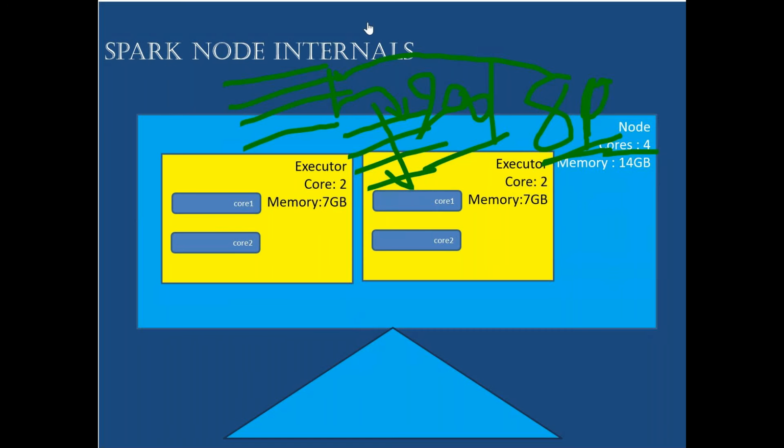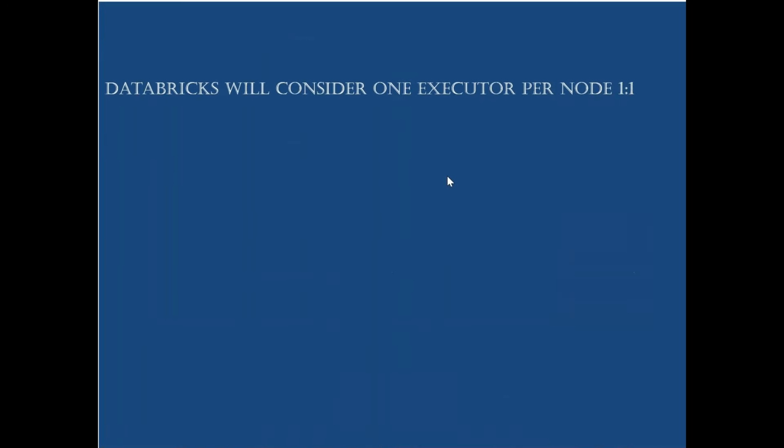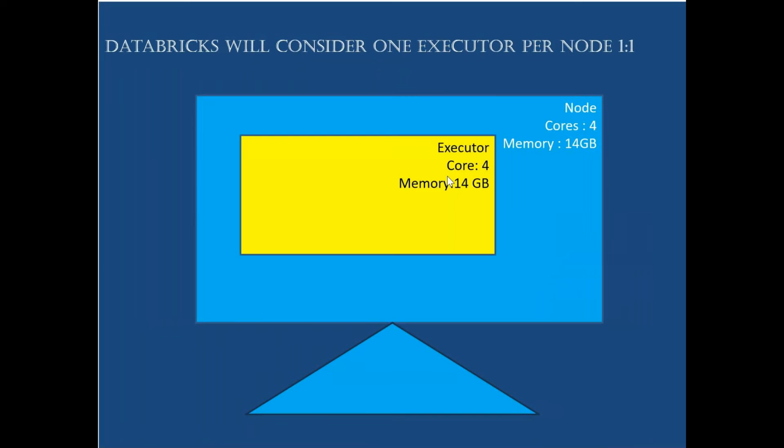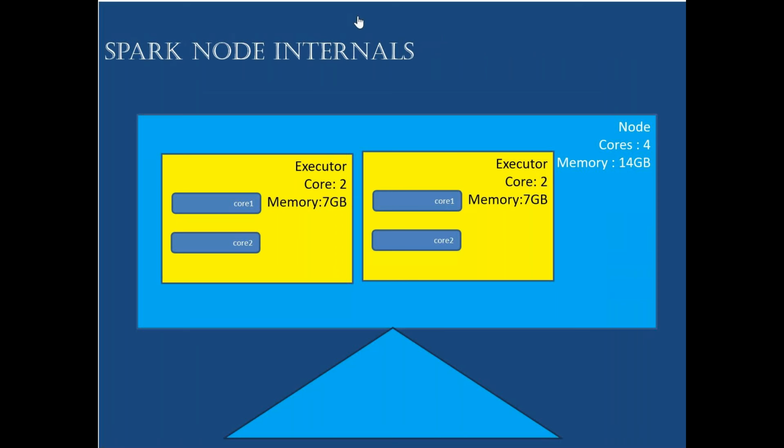Okay, good. Now that's why what we can do, we can go like this. One more important point here: we divided this executor's resources into 2 executors, right? This is normally on-premise. You can do it like this.